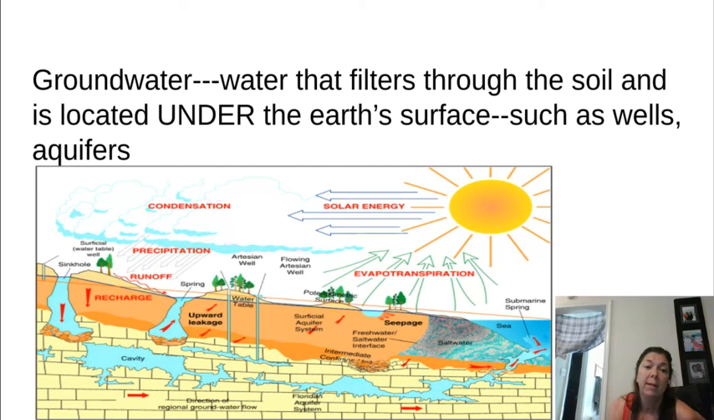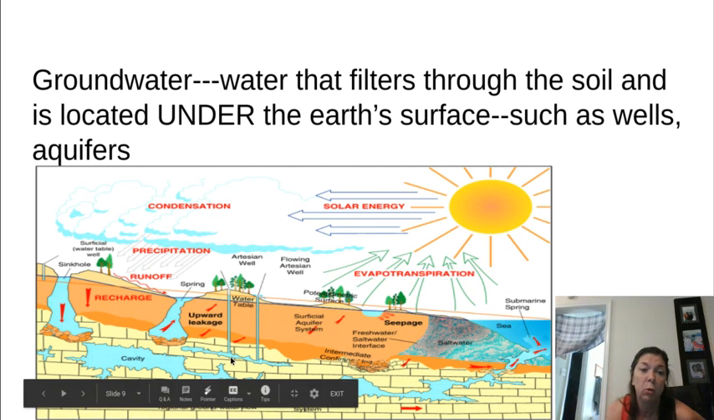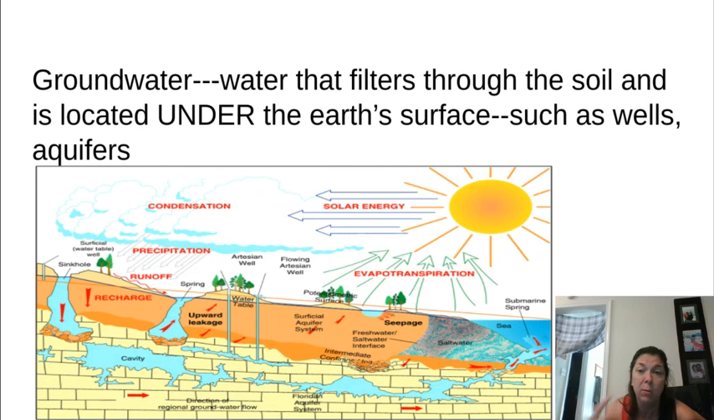A couple of things here that you may be familiar with is like wells. So I know a lot of people out in the rural area like Quinlan get their water from running a well into the ground. So basically all they're doing is drilling down until they tap into a source of water that's there, and then they're able to pump it out and use it.